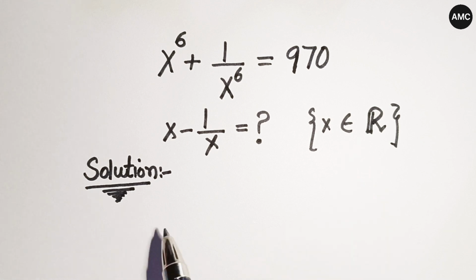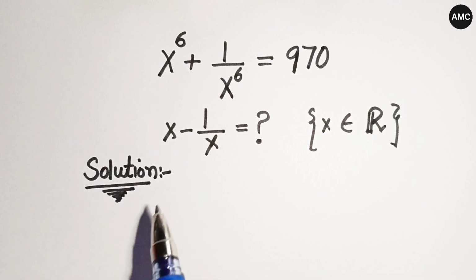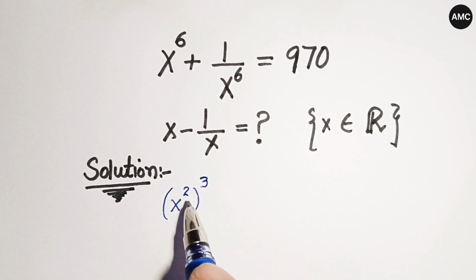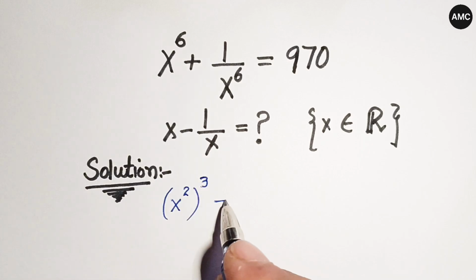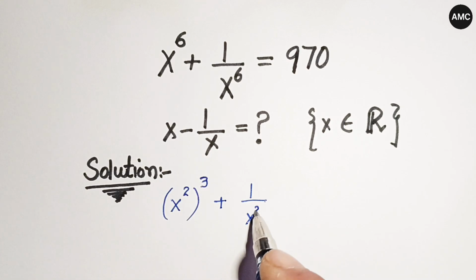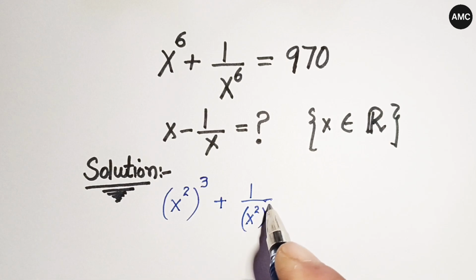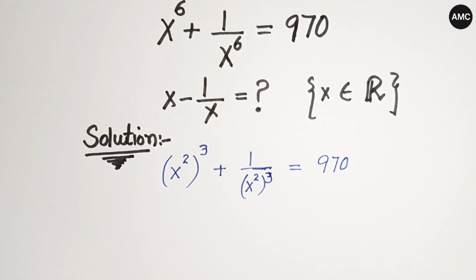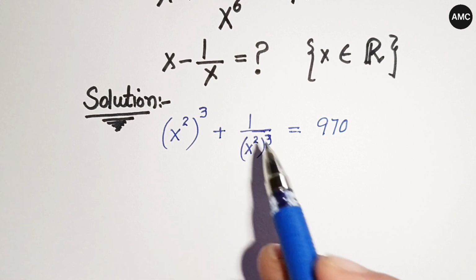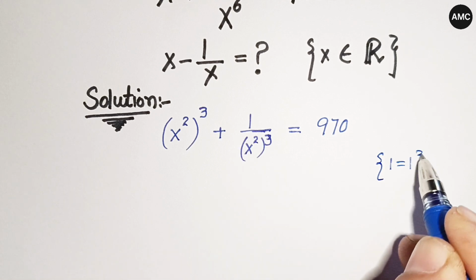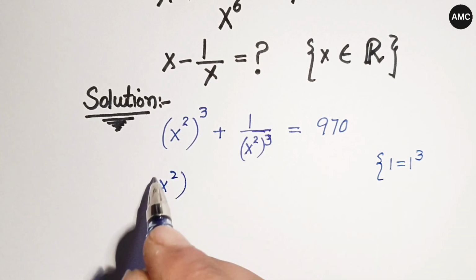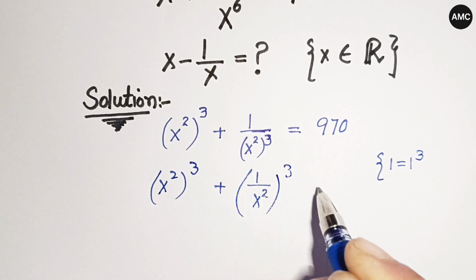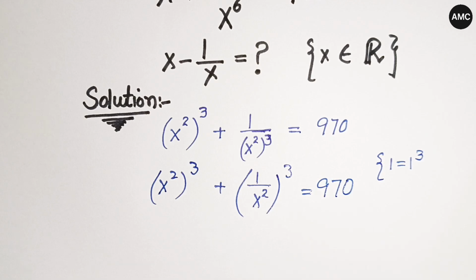So starting our solution, first of all, x to the power 6 can be written as x squared whole cubed, since 2 times 3 is 6. Similarly we have 1 over x squared whole cubed, and that is equal to 970. Now here 1 is also equal to 1 cubed, so we are going to write x squared whole cubed plus 1 over x squared whole cubed is equal to 970.